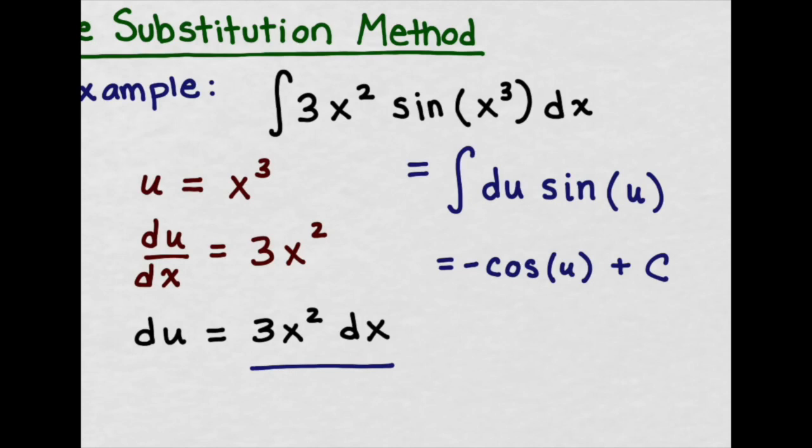So our final answer is going to include x because the original integral was given in terms of x. So we have negative cosine of x cubed, I misspoke, plus c. And that's really it. So it was quite an easy integral to evaluate, if you notice that the substitution method was applicable to this particular integral.